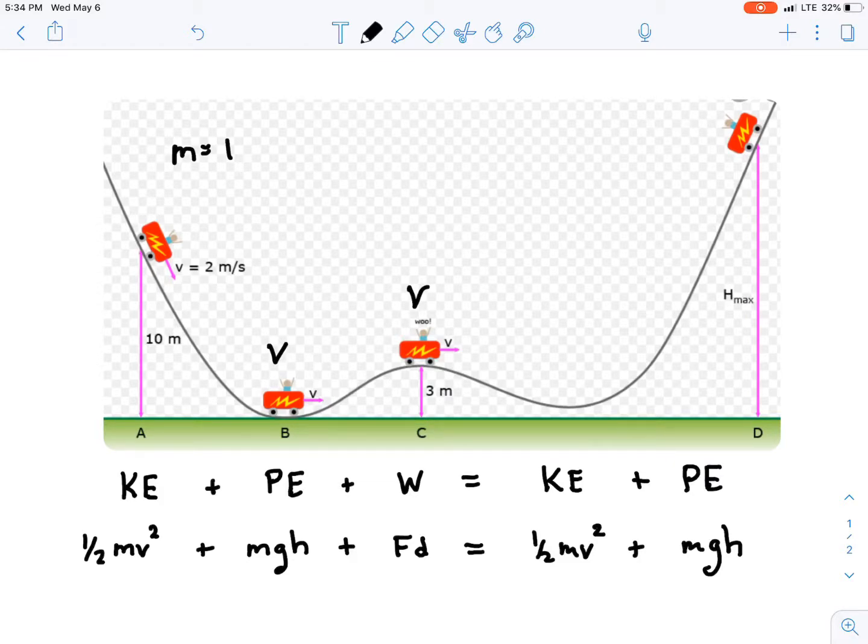So I broke them down into the equations. Kinetic energy is 1/2 mv squared. Potential energy, and we're using gravitational potential, is mgh. And then work is force times distance.